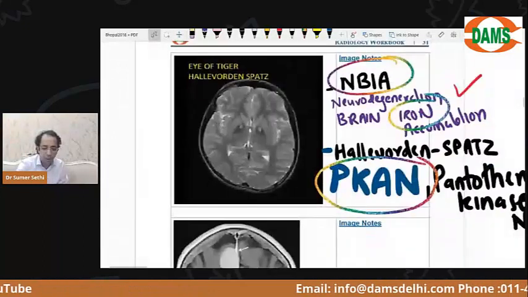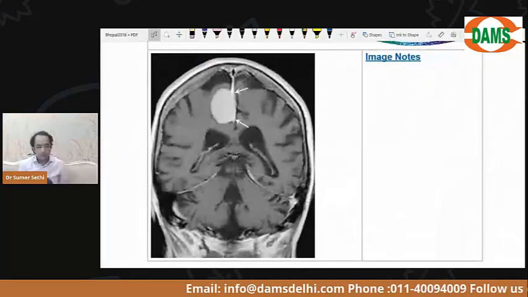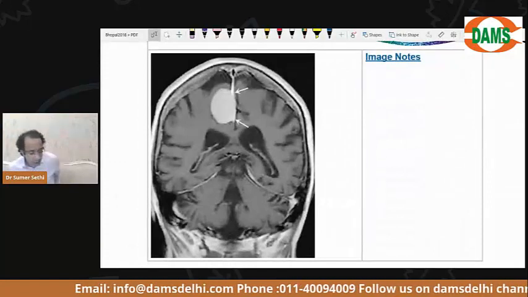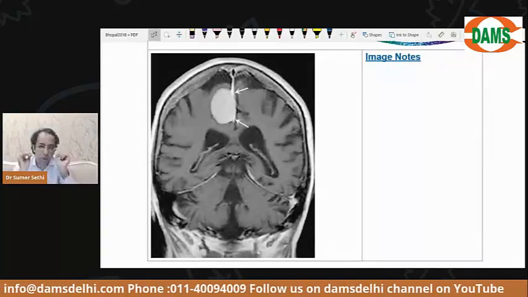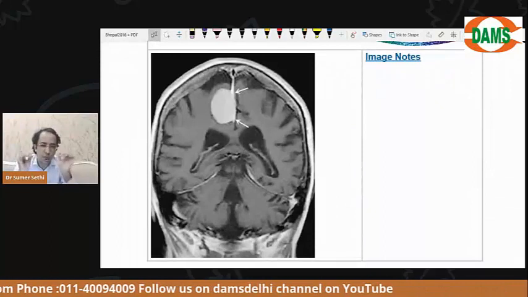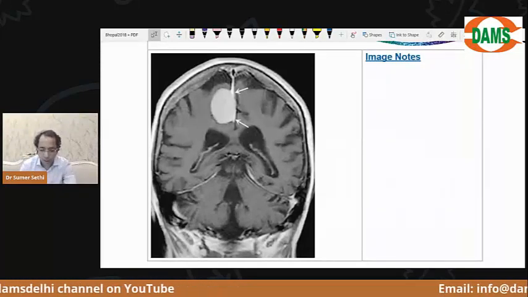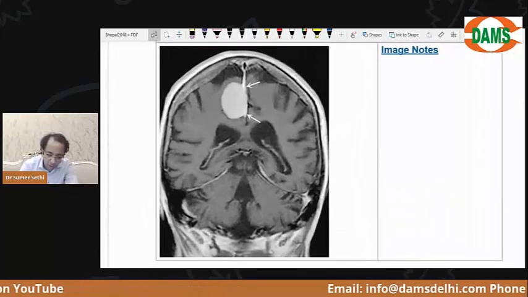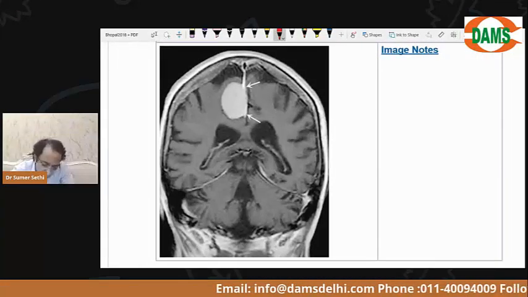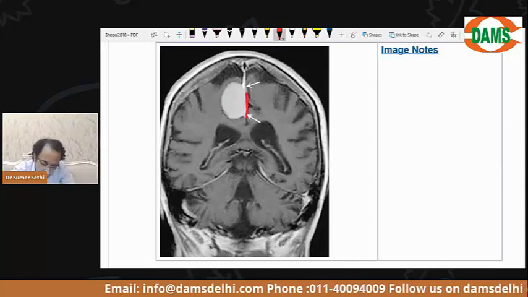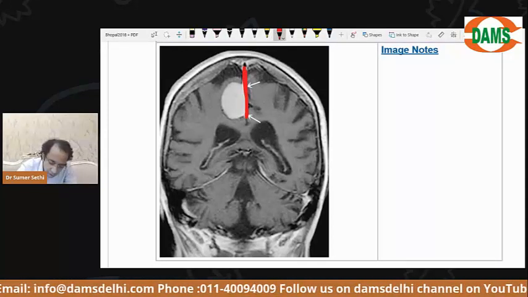Okay, now I will show you some tumors, and we will try to focus on the ones which are most likely to be asked in the exam. Okay, now see, look at this image, and can any one of you tell me what is this structure that I'm marking in red color.